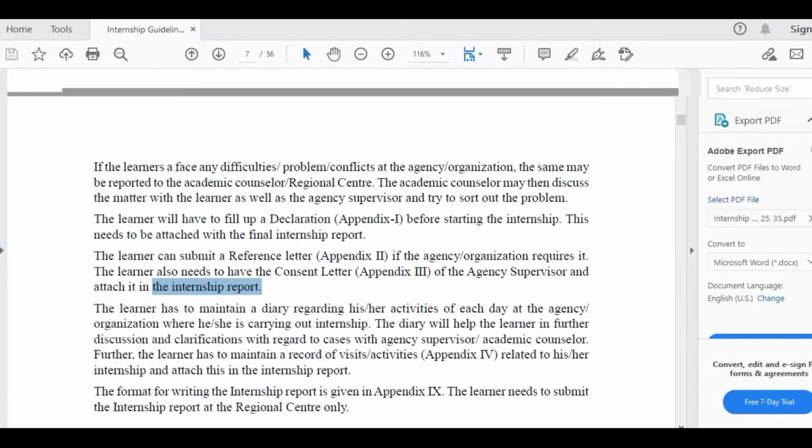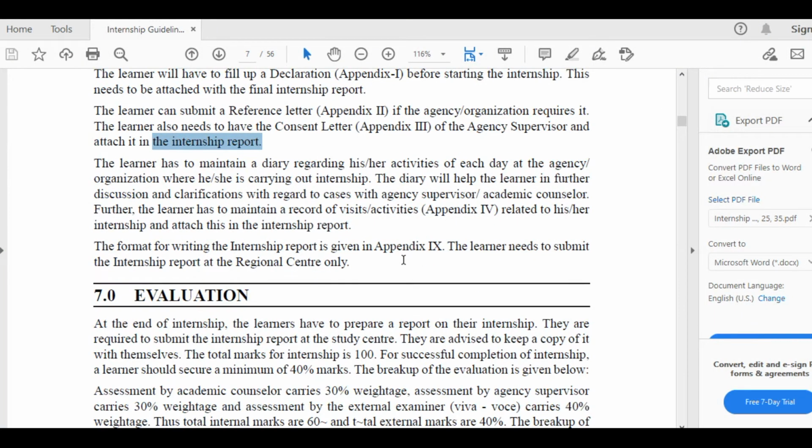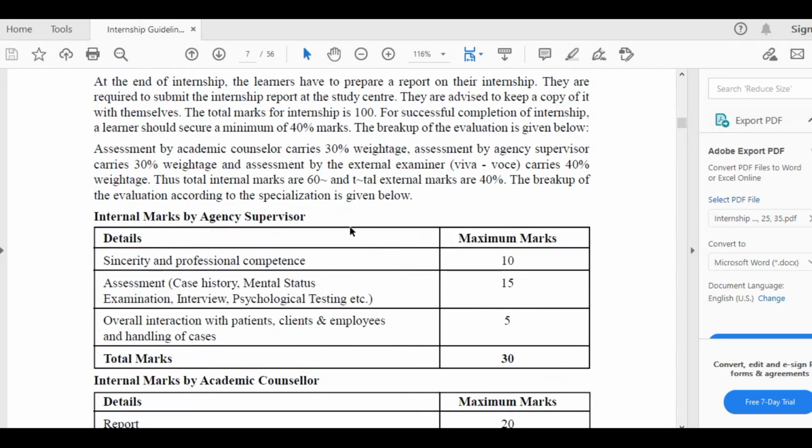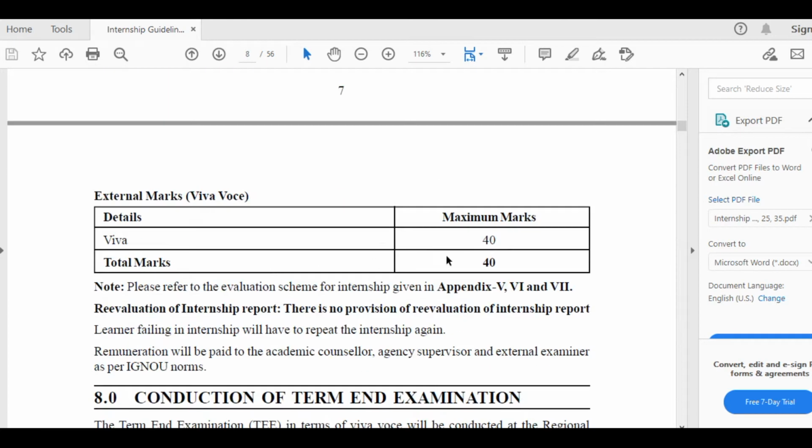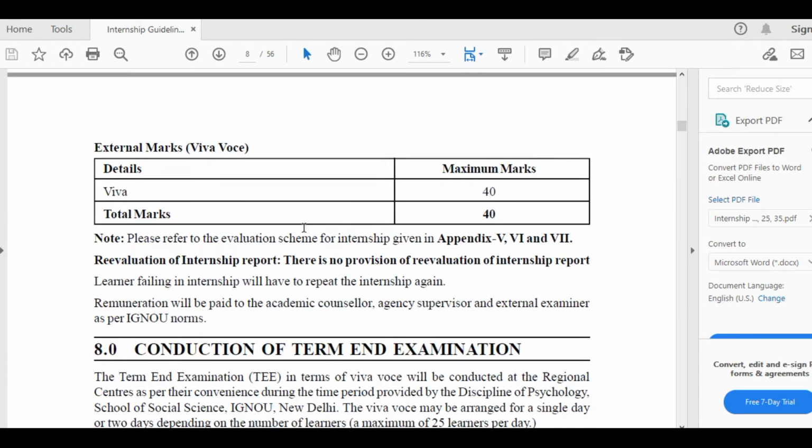Now moving to the next one, that is the certificate that I have already mentioned. Then further, the learner has to maintain a record of visits. That document has been attached in appendix 4 that we will discuss later on. Evaluation of marks is given if you want to check how many marks are given for each section.